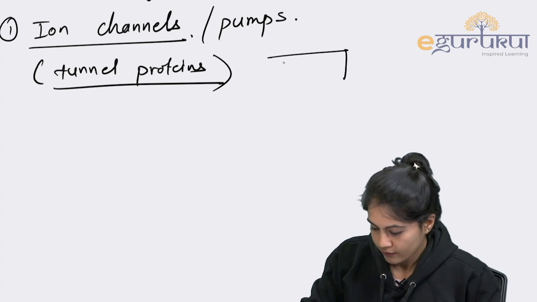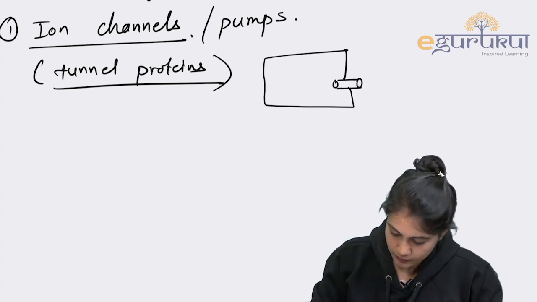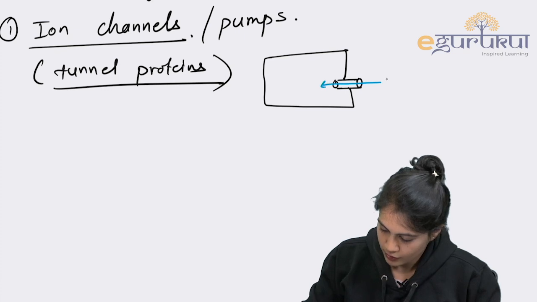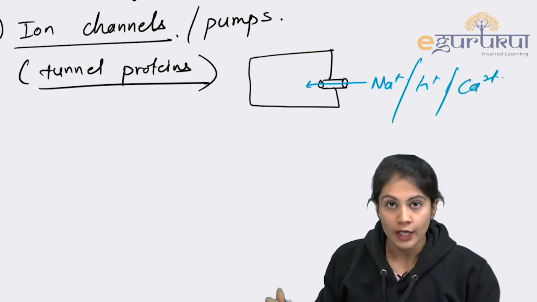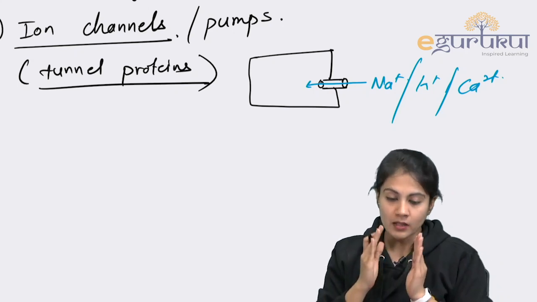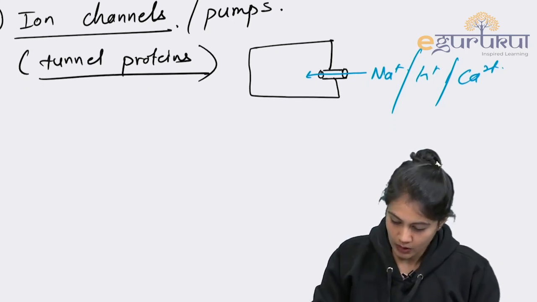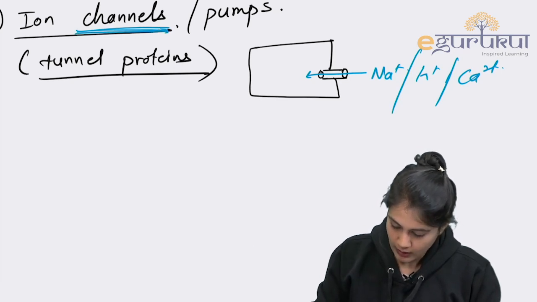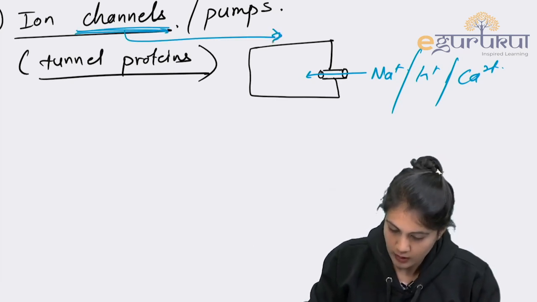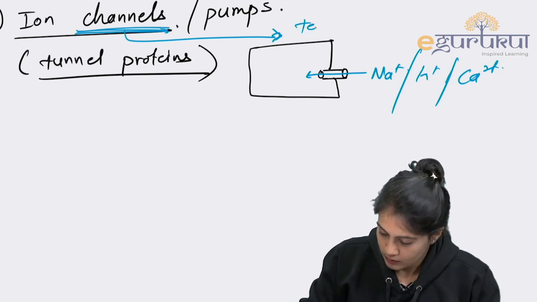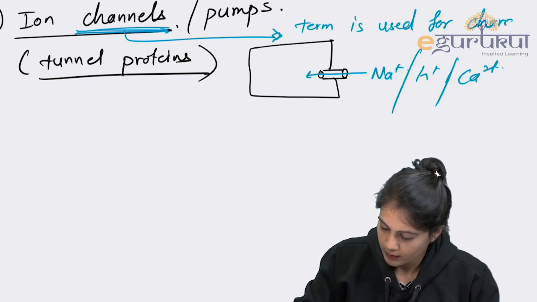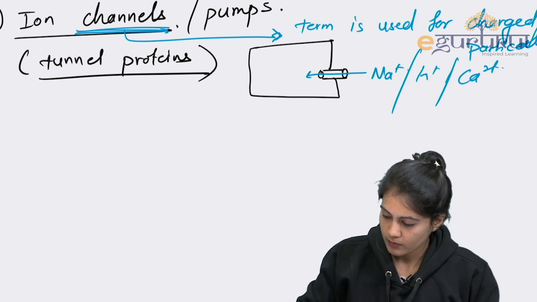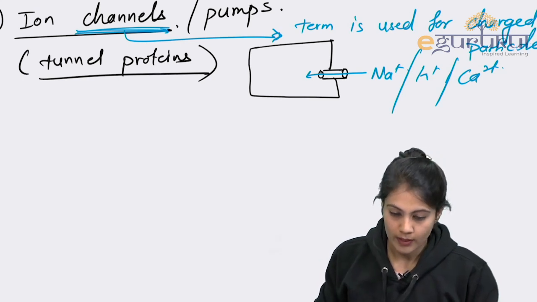For example, if I have to draw it, they are like a tunnel through which, for example, sodium or potassium or calcium ions can go through and through. So they are acting like a tunnel. The term channel, as I told you, is used for charged particles.